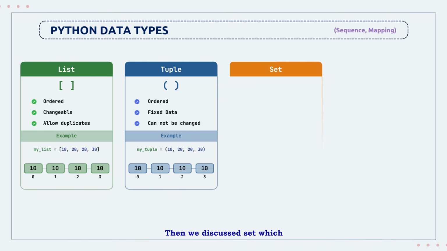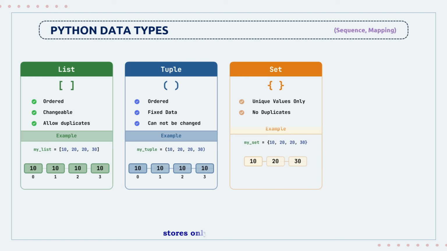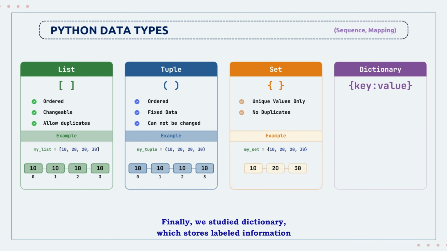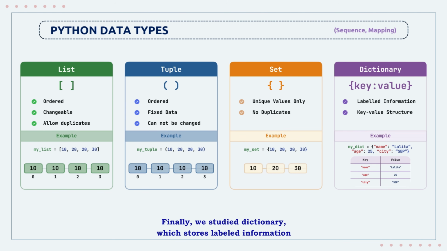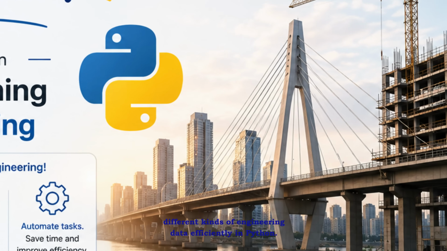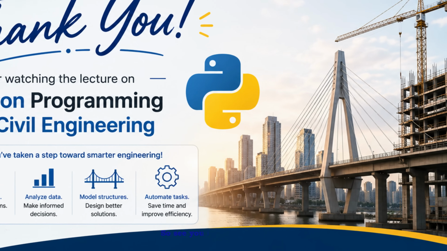Then we discussed set, which stores only unique values, and duplicate values are automatically removed. Finally, we studied dictionary, which stores labeled information using a key value structure. So these data types help us to organize, manage and process different kinds of engineering data efficiently in Python. So see you in the next session.